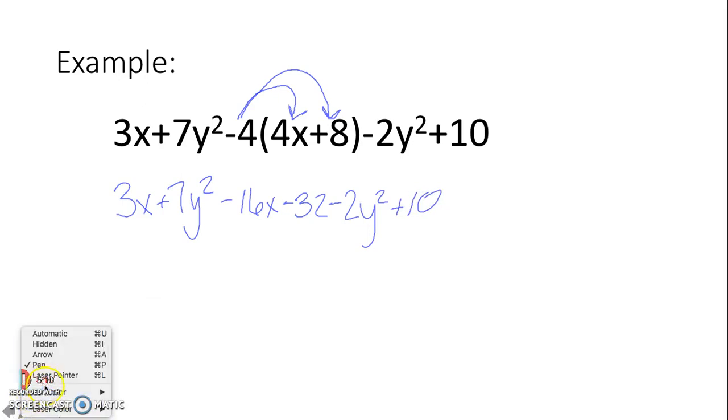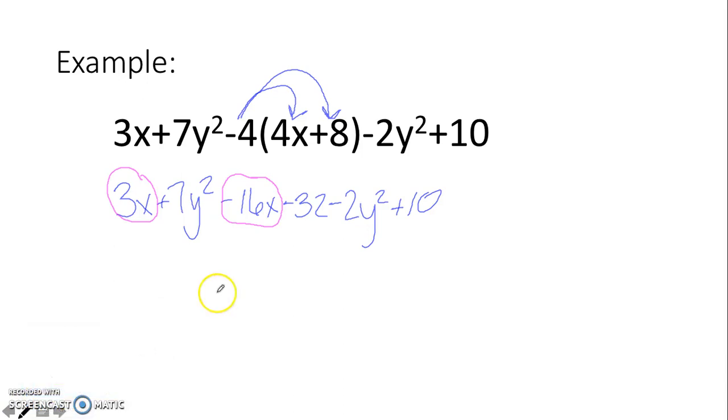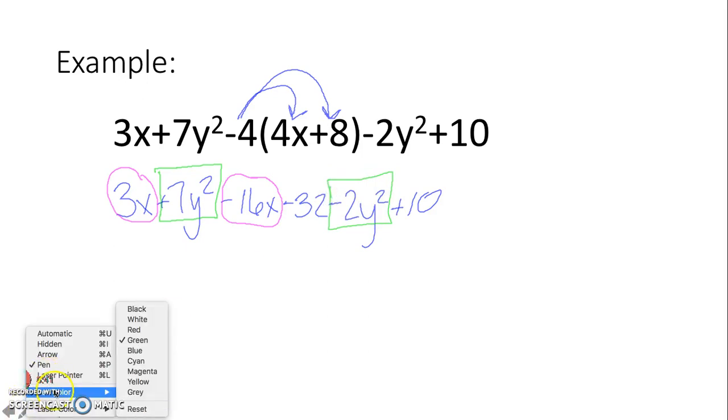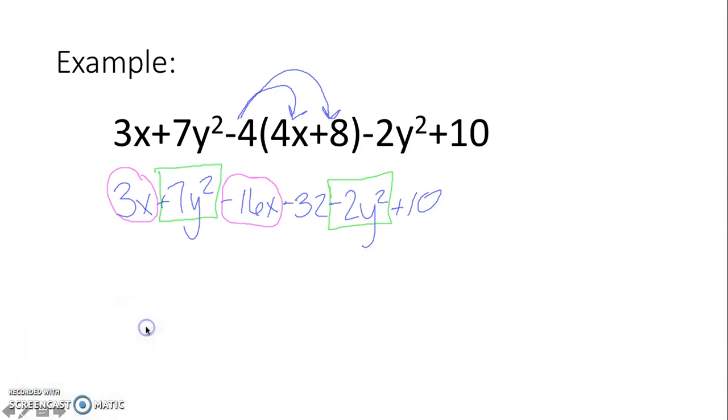Alright, let me change my pen color so we can get a little bit of a different color going on. So let's first circle our x's. So we have 3x and then a negative 16x. Those are all of our x's. Let's change our pen color, and you can just simply do a different shape, but I really want you to see the difference. So we have plus 7y squared and then minus 2y squared. Okay, and then let's change our color one last time to red, and then we have our constants. So we have a negative 32 and a plus 10.